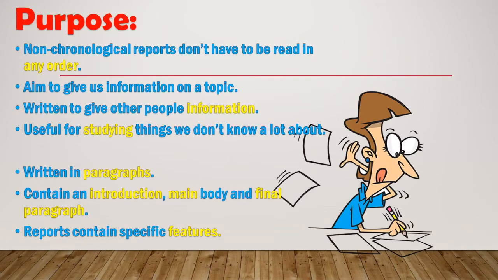Firstly, the purpose of a non-chronological report. They don't have to be read in any order, they're not in time order. They aim to give us information on a topic. They're written to give another person information, and they're useful for studying things we don't know a lot about. They're written in paragraphs, they contain an introduction, main body, and final paragraph, and the reports contain specific features, which we're going to look at now.